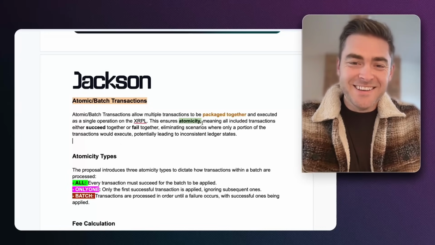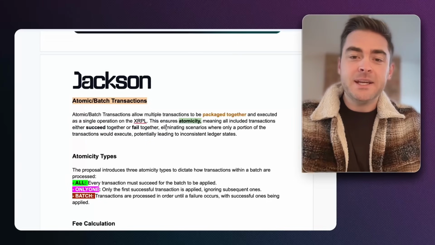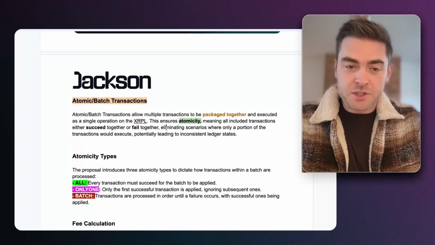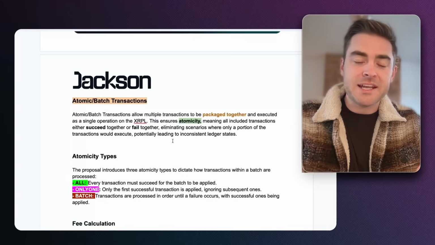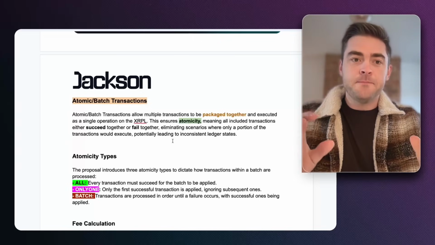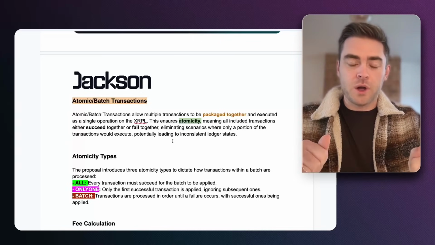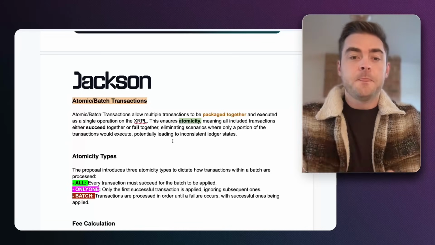Atomicity, yes. Meaning all the included transactions either succeed together or fail together. And that eliminates scenarios where only a portion of the transactions would execute, which would obviously create an inconsistent ledger state. What all of that means is atomicity is when transactions happen all at once, from all areas.